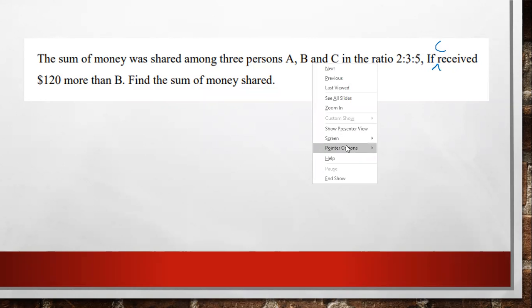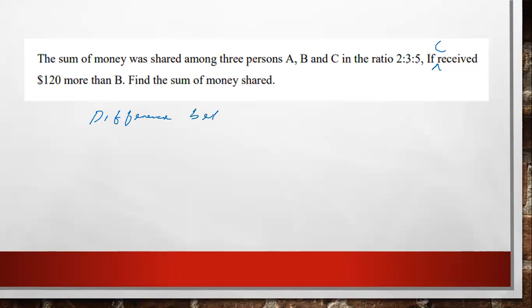Okay. Anybody figure it out? If C received 120 more than B, find the sum of money shared. One question: is the 120 for any specific person? No, sir. So the 120 represents the difference. The difference between which two letters? B and C. So we write the difference between B and C.